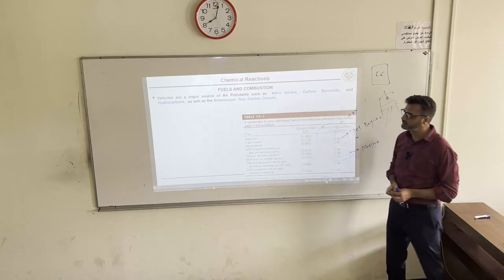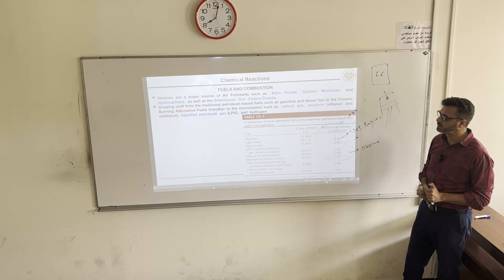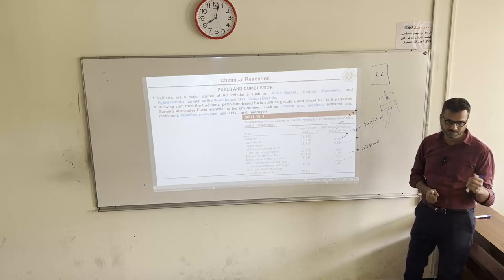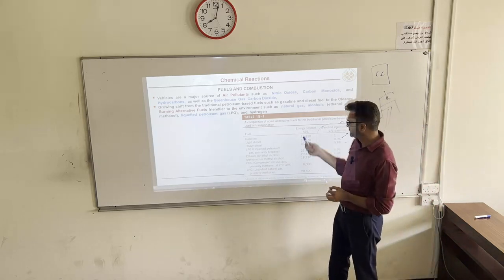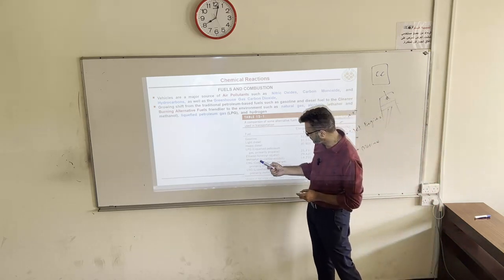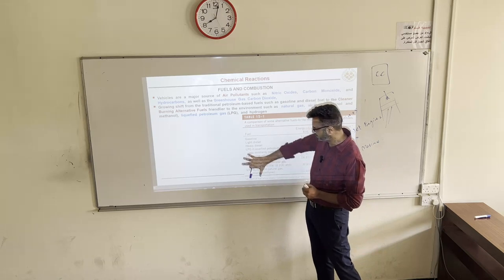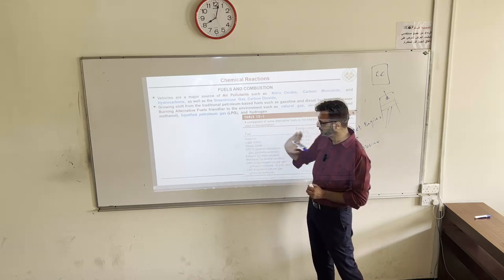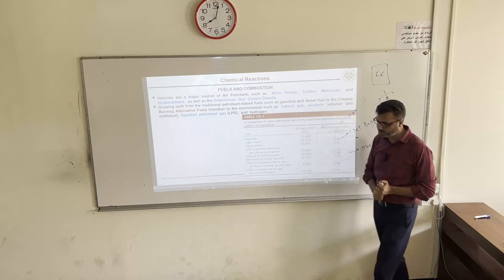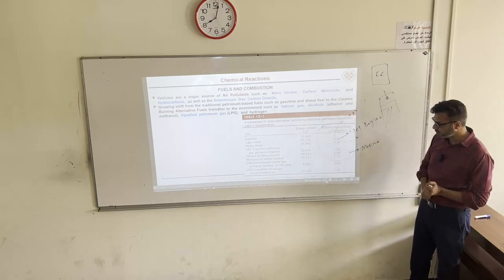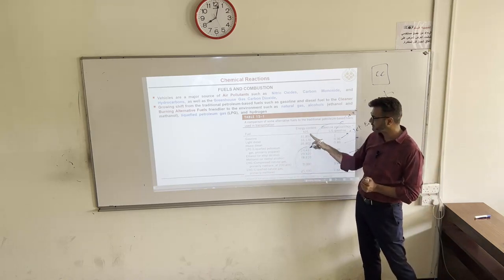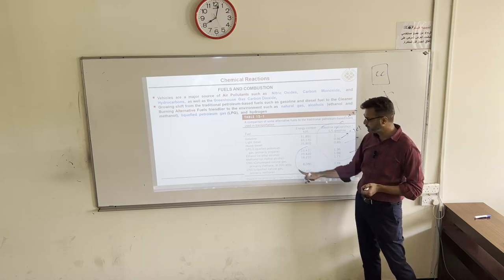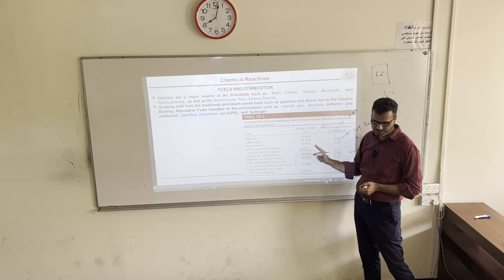That's why people are always looking for alternative fuels which will give fewer pollutants. For example, in this table you can see ethanol, methanol, CNG, LNG, they produce fewer pollutants compared to petrol and diesel. But the issue is that the energy produced by burning 1 liter of these fuels is less compared to these ones.